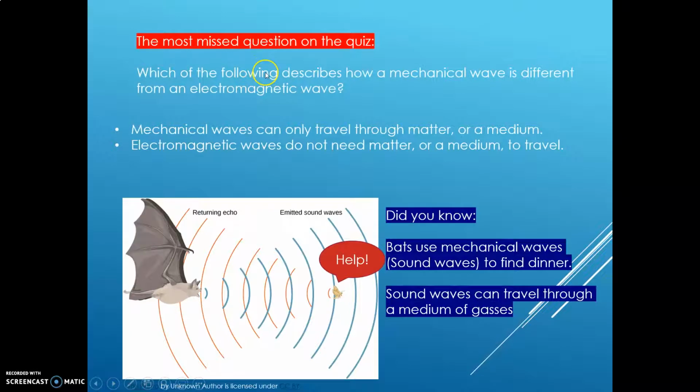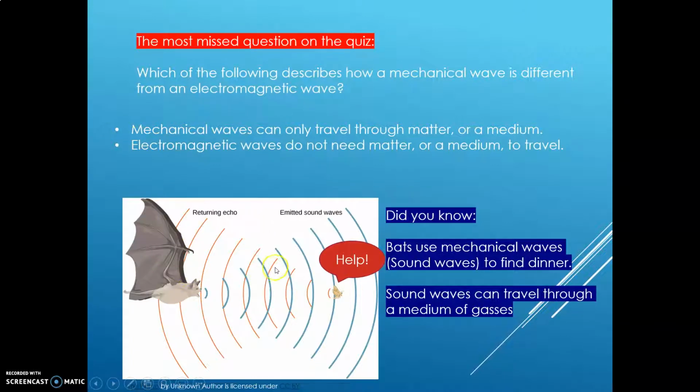I gave you guys a quiz, and most of you did really well on it. There was one question that was the most missed: which of the following describes how a mechanical wave is different from an electromagnetic wave? The biggest difference is that mechanical waves can only travel through matter or a medium. An example would be sound, which is a mechanical wave. It has to travel through matter; it has to have a medium of some sort. Whereas an electromagnetic wave, for example light, does not need matter. It does not need a medium to travel. Those are the two big examples that you really need to know going into the end of this year for this unit.